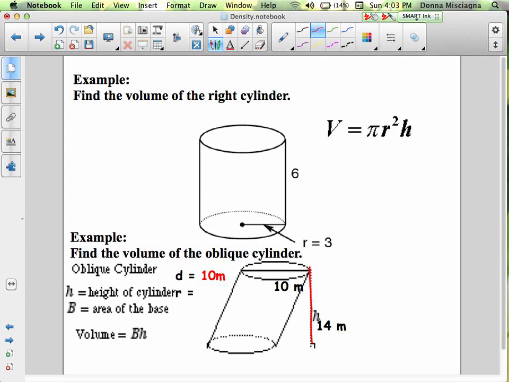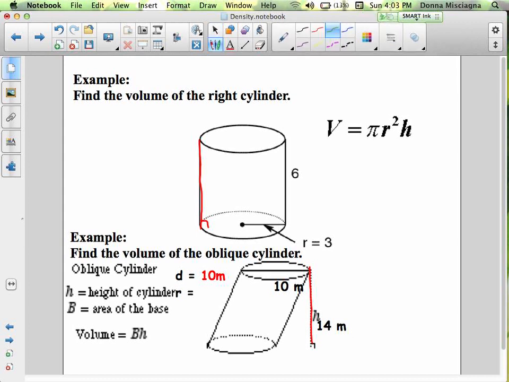And if it happens to be a right cylinder like this one, it's actually part of the cylinder. And if it's an oblique cylinder, well, then it's just that distance. All right, so now let's find the volume of the right cylinder above.